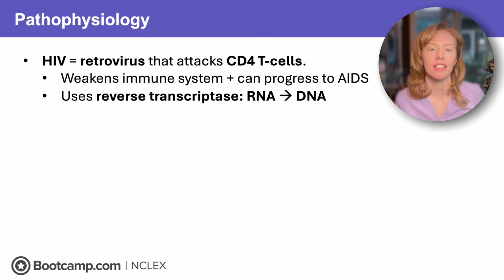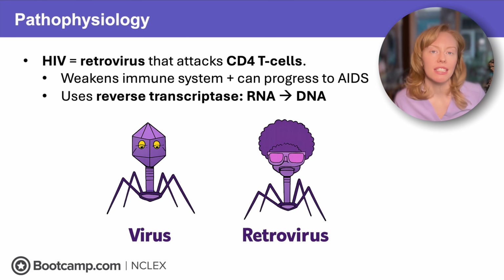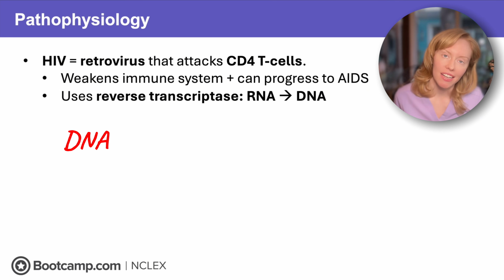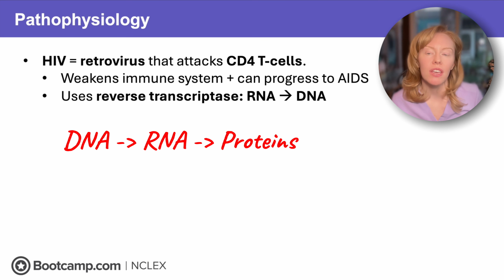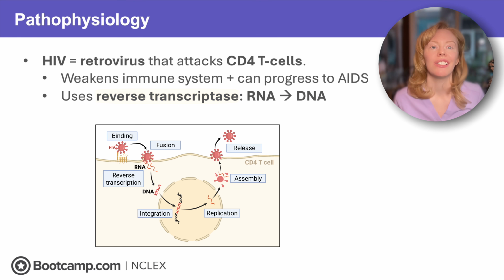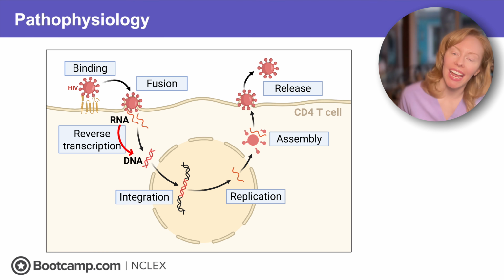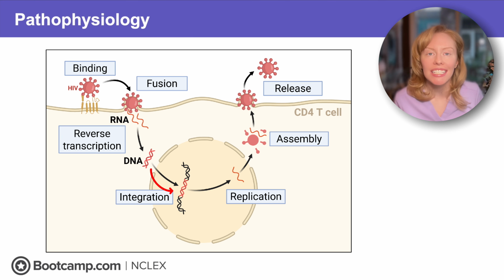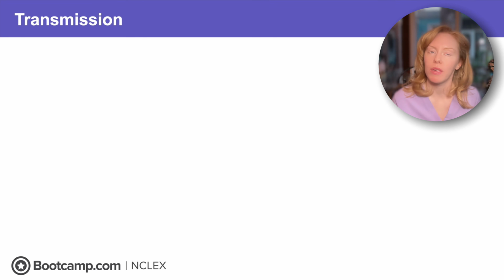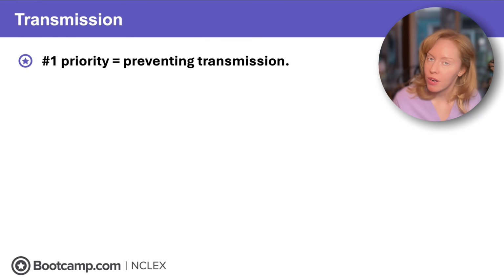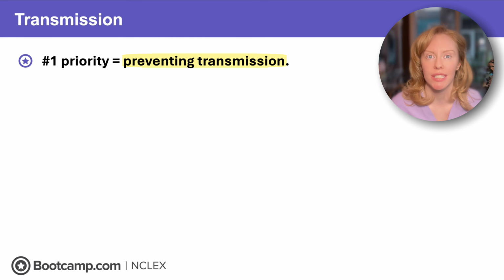And HIV is considered a retrovirus because instead of a typical virus, which copies DNA to RNA to proteins, HIV uses reverse transcriptase to transcribe RNA to DNA, and then it inserts that DNA into the CD4 T cells, where it hijacks the cell machinery to use it to replicate itself. So this DNA literally becomes a part of your cell's genetic material and is why HIV has no cure. So because it has no cure, our number one priority then focuses on preventing transmission.